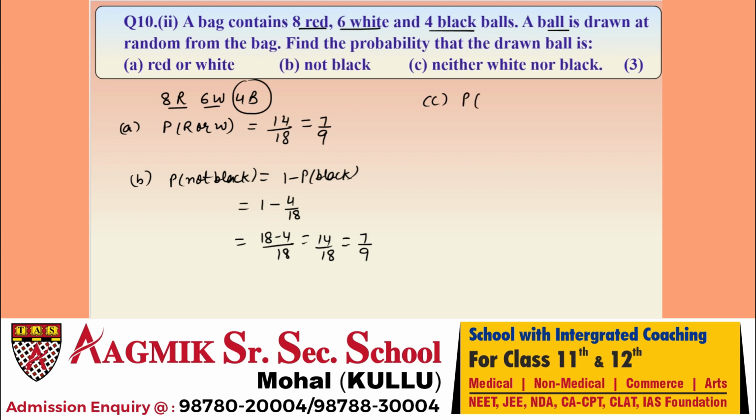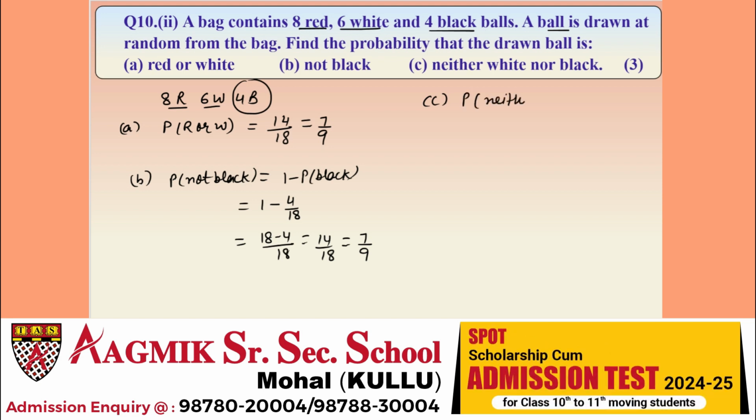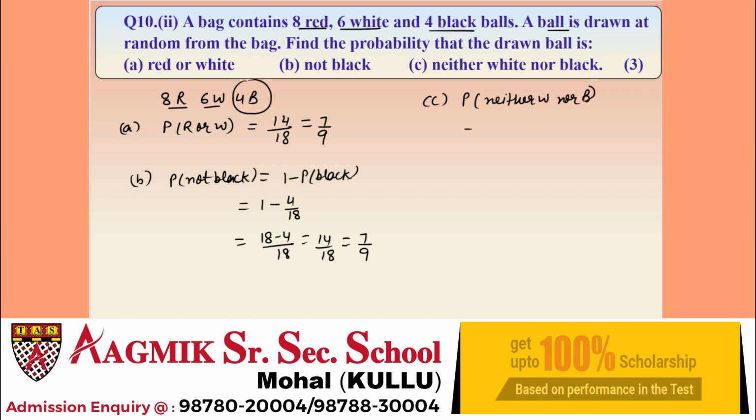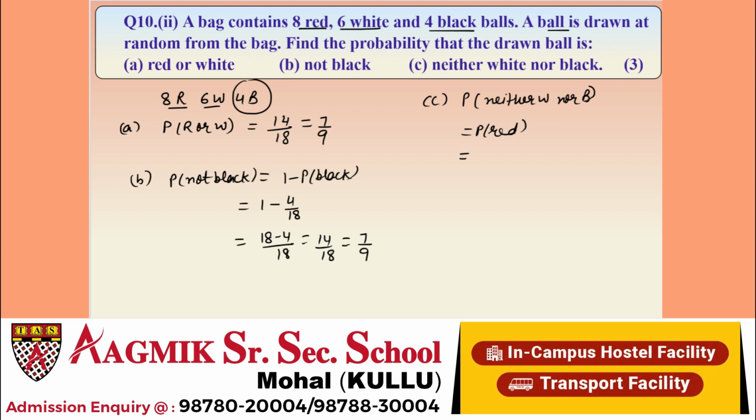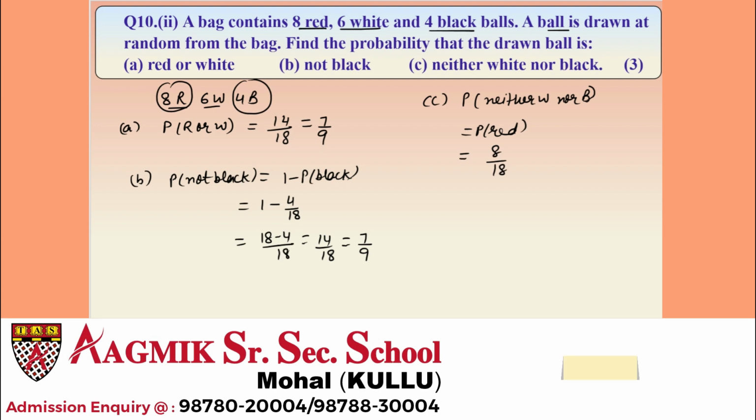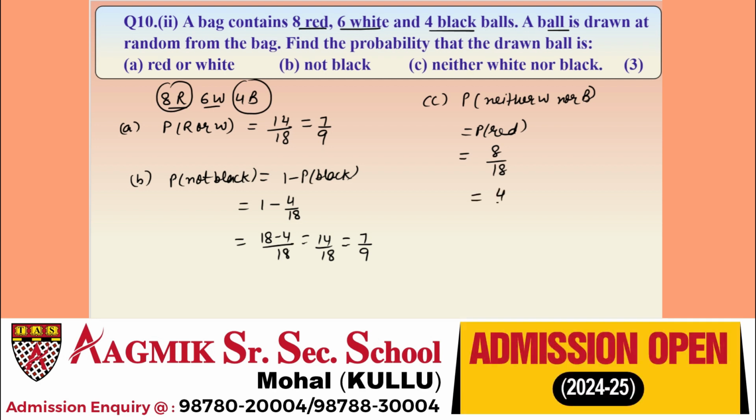Now C part, probability neither white nor black. So that means it has to be red. So we have to obtain the probability that the ball is red. So you can see we have 8 red balls. So it is 8 over 18. That means it is equal to 4 over 9.